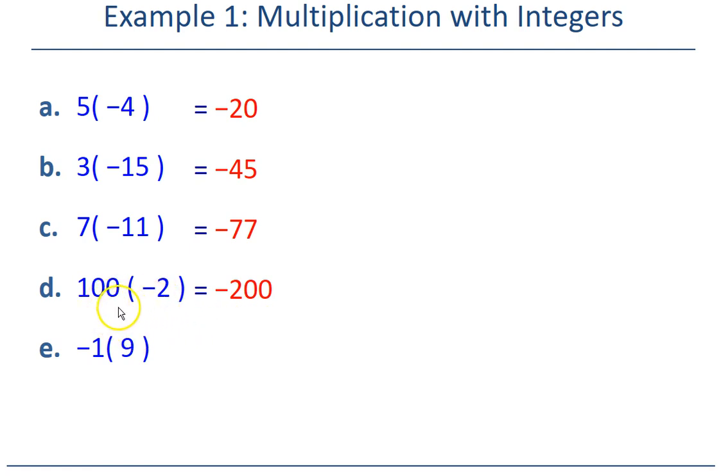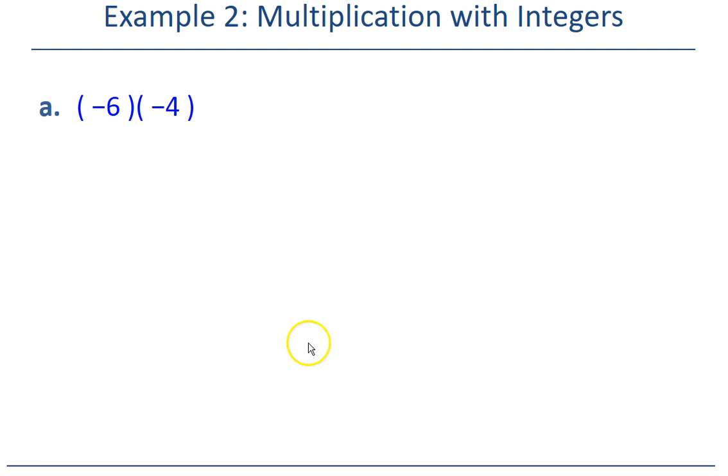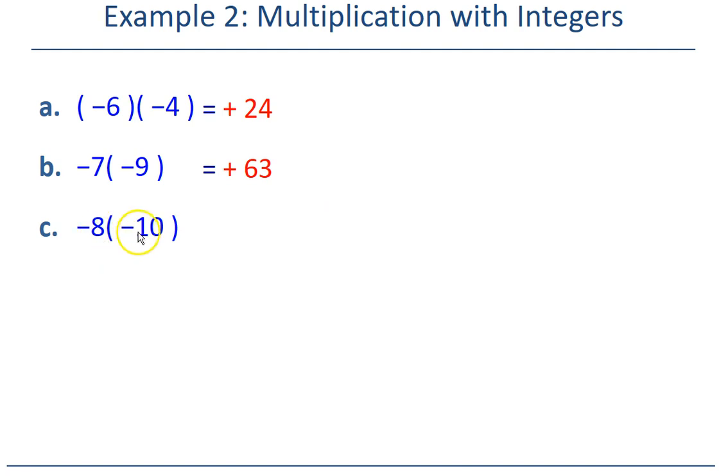Now, they could be in any order, too. The first one could be negative. Negative times a positive, negative 9. Now, the rule changes when the signs are alike. That is, they're both negative or both positive. That gives you a positive. So, positive 24. 9 times 7 is 63, I believe. Yep. Negative times negative is a positive 80.